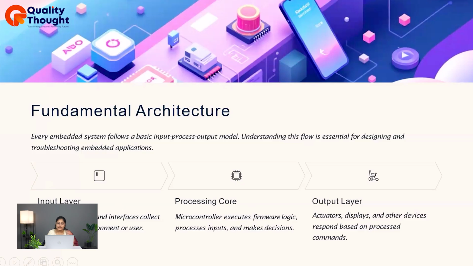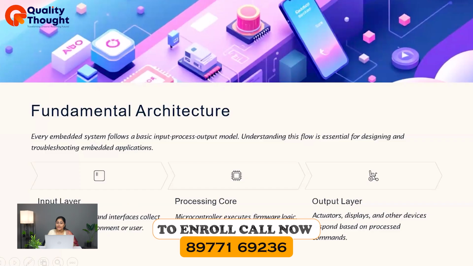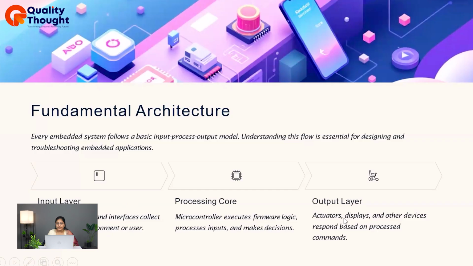Inputs are nothing but sensors, switches and interfaces, which collect the data from the environment. So the temperature sensor, soil moisture sensor or other sensors, like the DHT11 humidity and temperature sensor, all come under the inputs, whereas the processing core is nothing but the microcontroller. Usually we have different microcontrollers, and the outputs are actuators, displays, buzzers and other devices. So input, process, output, these are the three things you have to remember in the architecture.